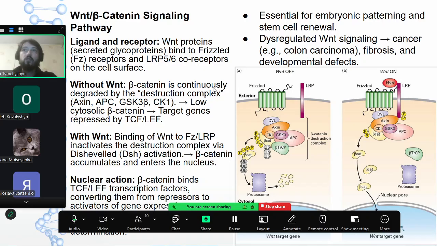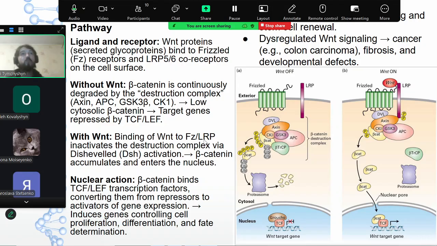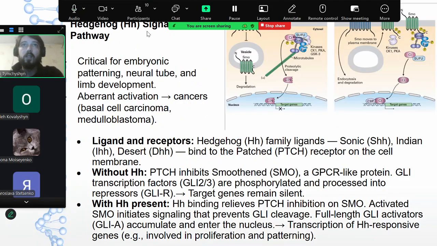So that's essential for embryonic patterning and stem cell renewal. And if this pathway is dysregulated, it's often seen in cancer like colon carcinoma or fibrosis or developmental defects. So here you see that. So one more interesting idea for you, that it may be that you are constantly creating some signaling molecule, you are destroying that molecule, and basically your signal from the outside of the cell tells you to shut down that complex that destroys that molecule, so that molecule may go further and do something useful, let's say activate some genes.